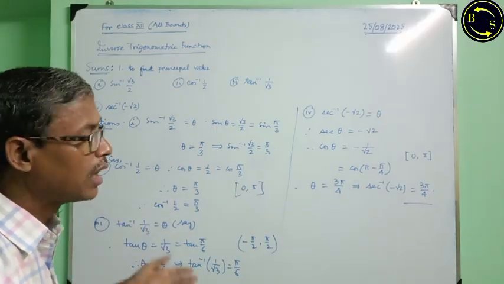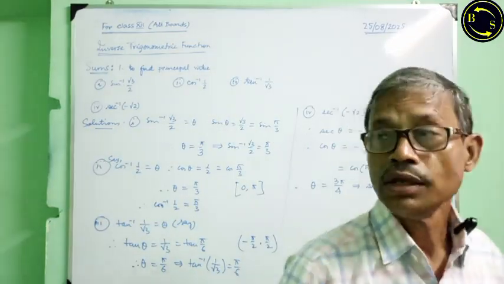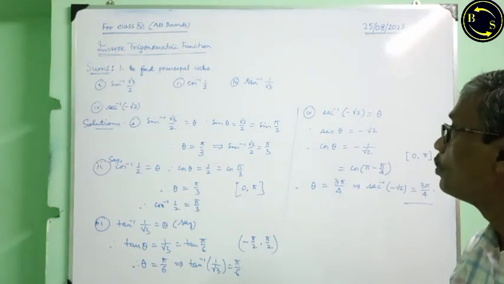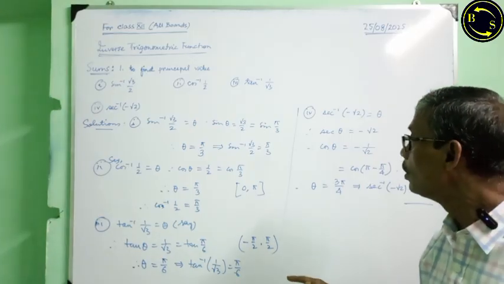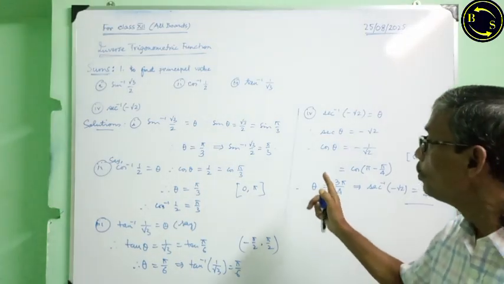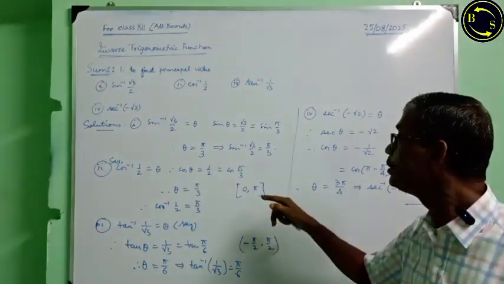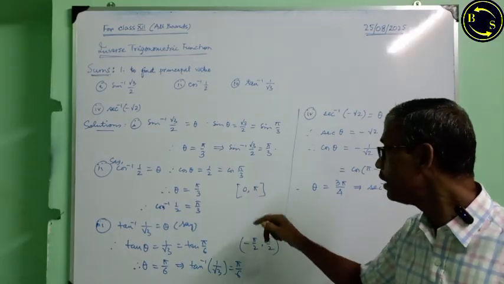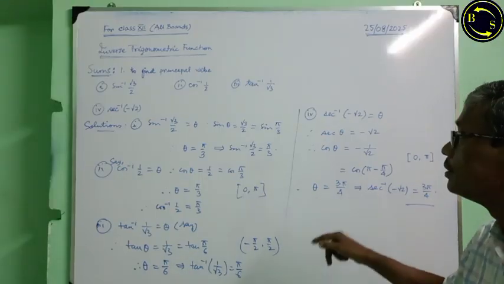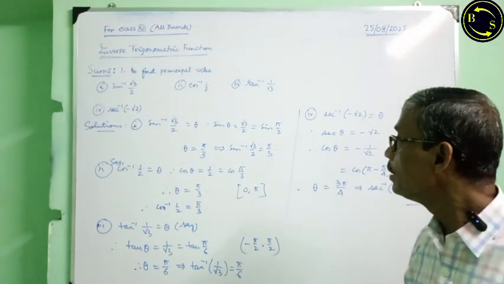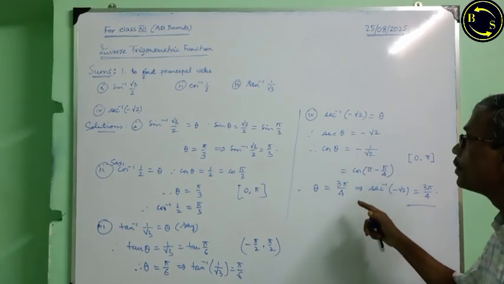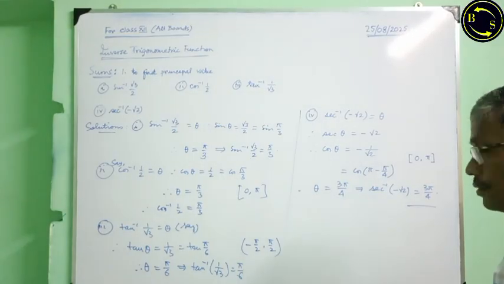Thus, we have calculated some inverse forms of different trigonometric ratios. Now, my suggestion is that while you are calculating these, you better initially write the principal value range of each inverse function. Then it will be easier to find the principal value of each of these.